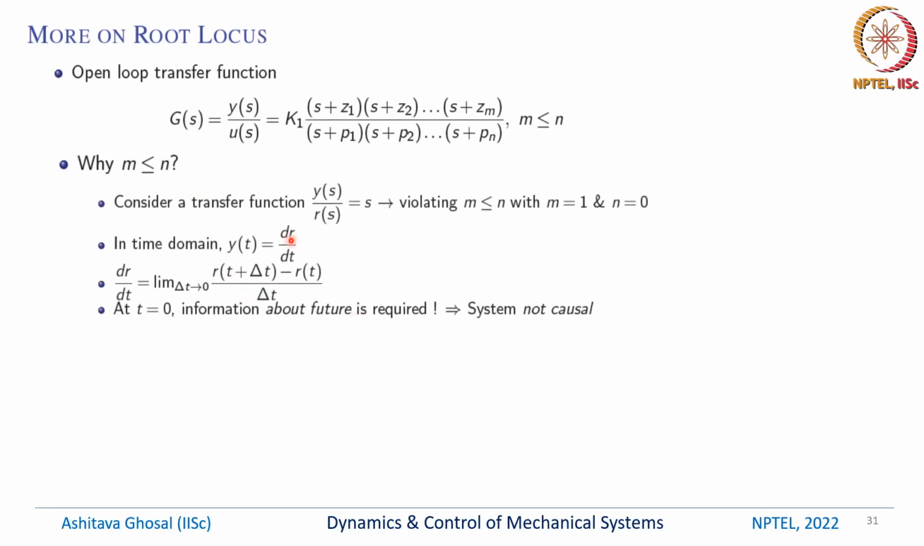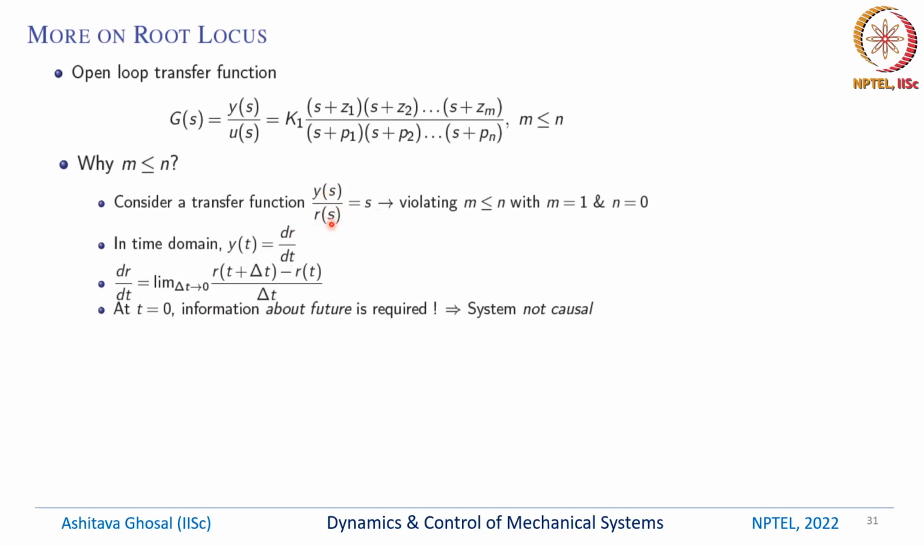So let us consider a transfer function Y(s) divided by R(s) equal to just s. The numerator is order 1, it is s, whereas in the denominator there is no polynomial. So this is basically violating m less than or equal to n, because m is here 1 and n is 0. Now, if you have a transfer function of this form, in time domain I can write y(t) is dr/dt.